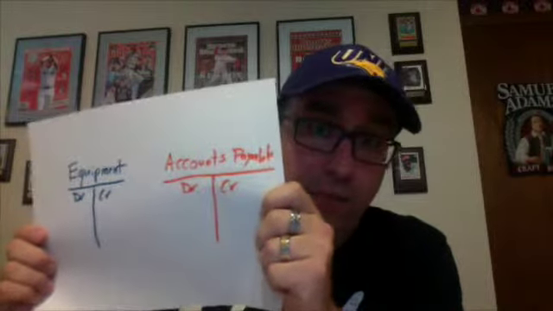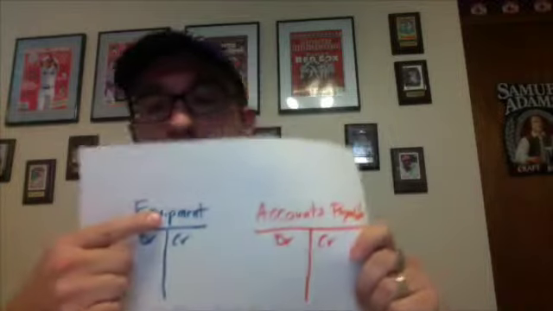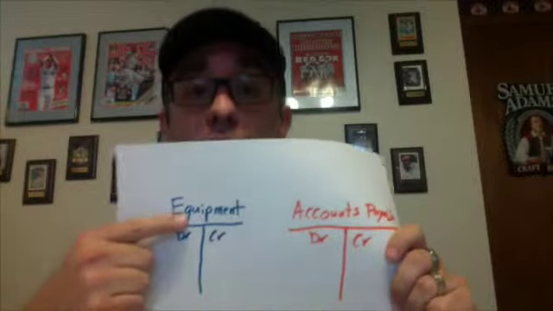Now I ask myself, what type of account is, sorry to do this from this angle, equipment. Equipment is an asset account. So hence I would write the word asset above it. This is how I would do this if I was doing T accounts.